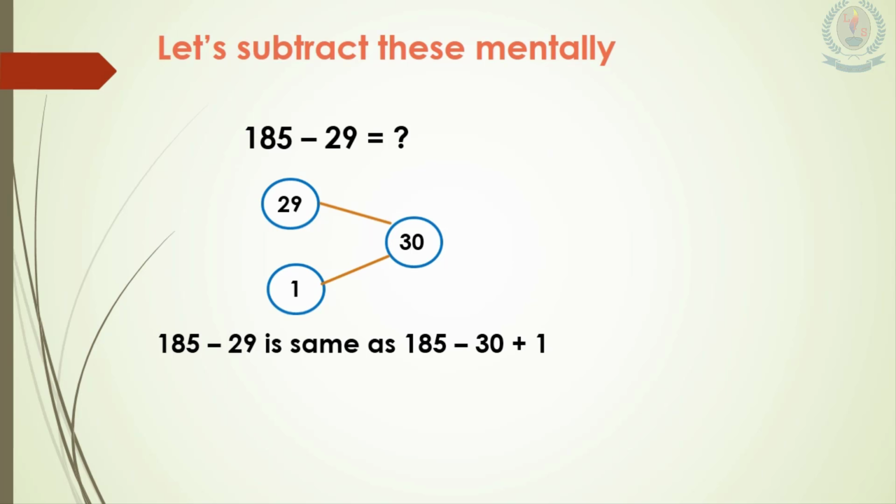When we subtract 30 from 185, the digit in the tens place decreases by 3. It means let's count back. You may take 3 fingers and let's count back. 175, 165, 155. 185 minus 30 equals 155. To this answer we have to add 1 to get the final answer. So 185 minus 29 is equal to 156.